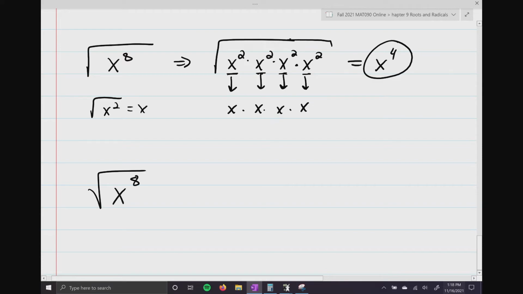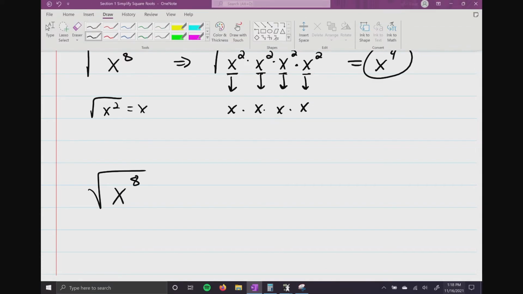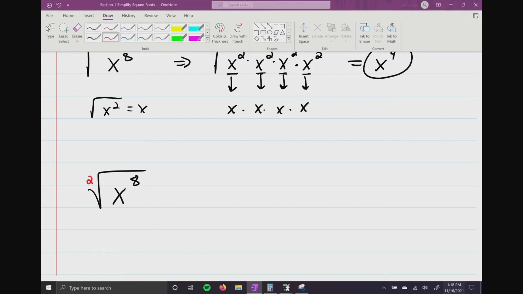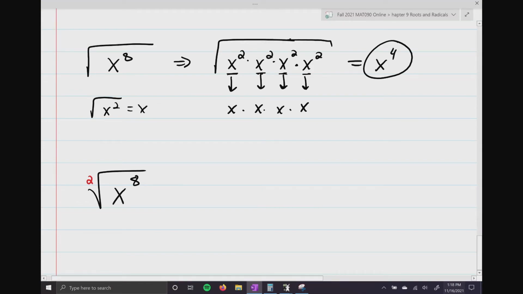Remember back earlier in the video, I said there's a number out here. It's called the index, and it's a number 2. Well, the easiest way to do this, to be honest with you, is if you're asked what's the square root of x to the 8th, all I want you to do is take the index and the power underneath the radical symbol and just divide it. 2 goes into 8 4 times with a remainder of 0.